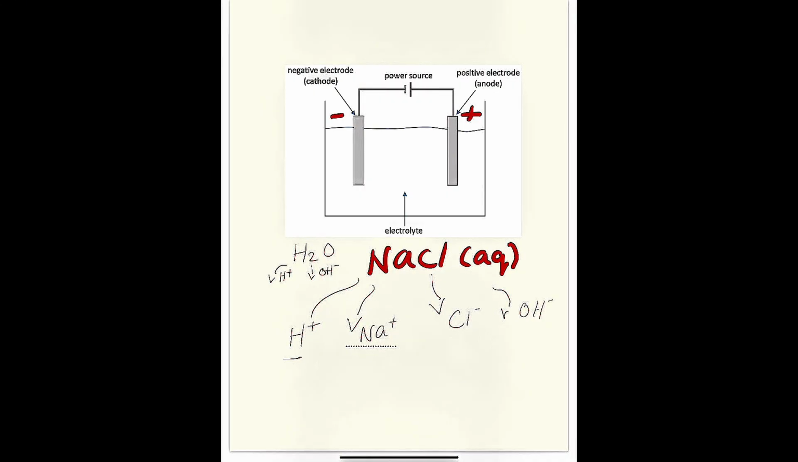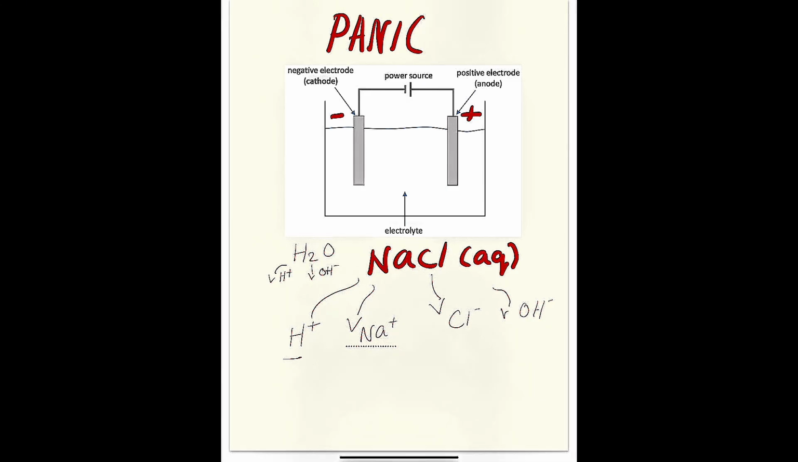So here is the apparatus that we use for electrolysis. We have two electrodes. One is called the negative electrode and one is called the positive electrode. The negative electrode is called the cathode, which has a negative sign, and the positive electrode is called the anode, which has a positive sign. The best way to remember electrolysis is to use the word PANIC: Positive Anode, Negative Is Cathode, okay?